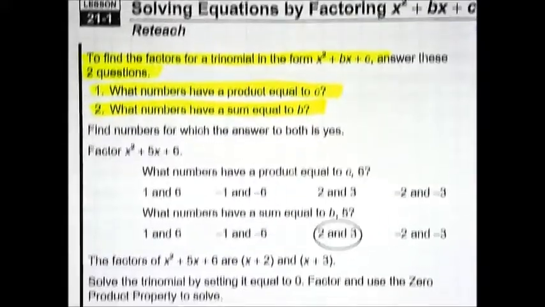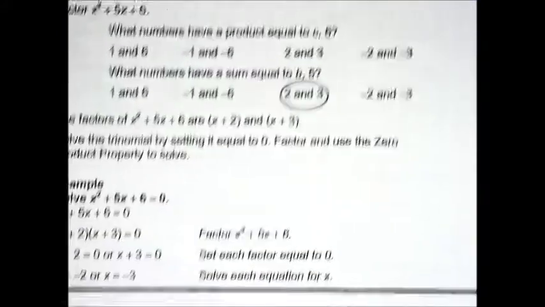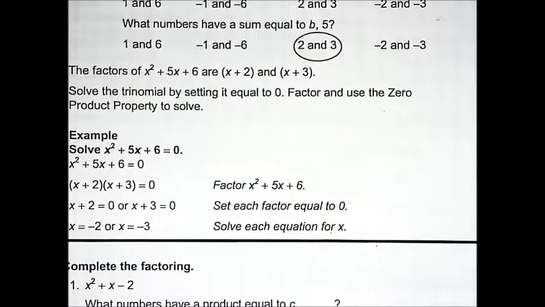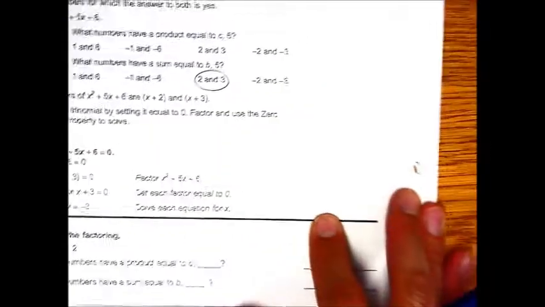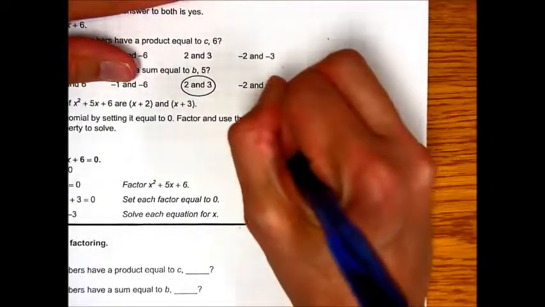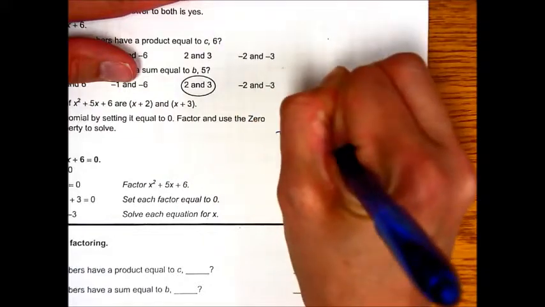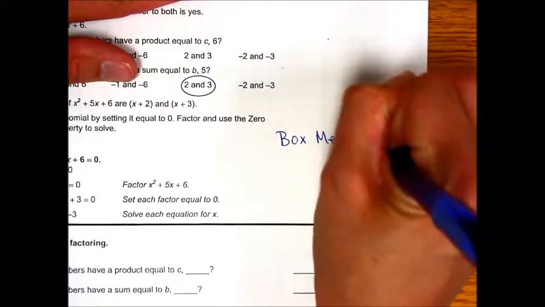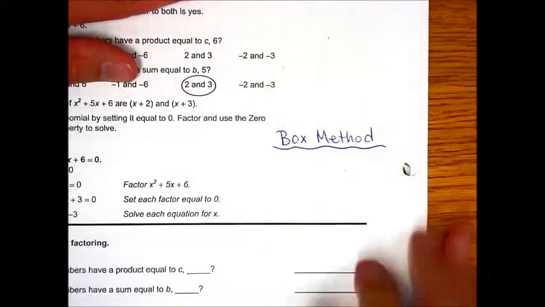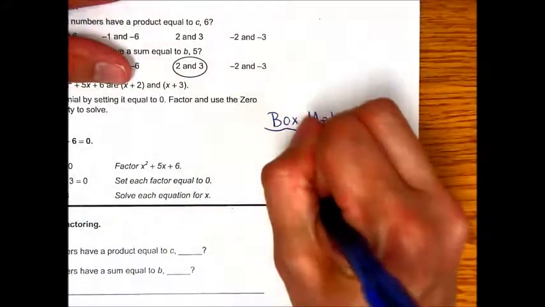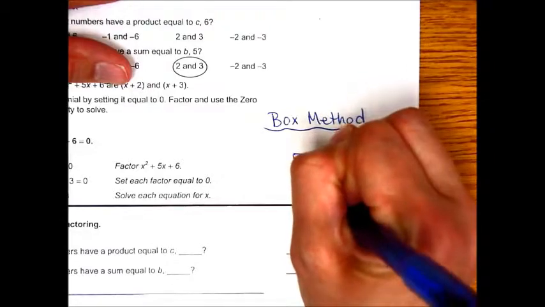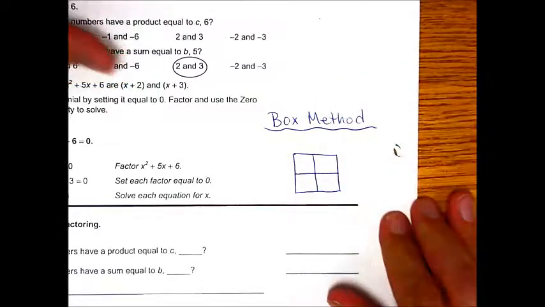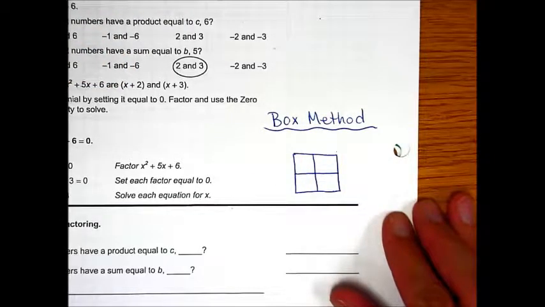So we're going to jump on down, where there's a little bit of space, and I'm going to teach you something that we're going to use a lot over the next few lessons called the box method. We're going to put box method right here. And the box method literally means that you will draw a square box with 4 quadrants inside of it.